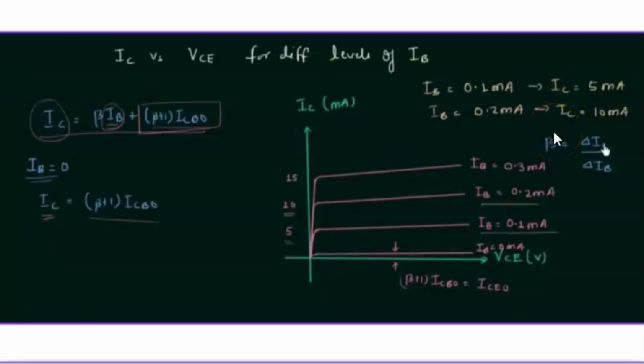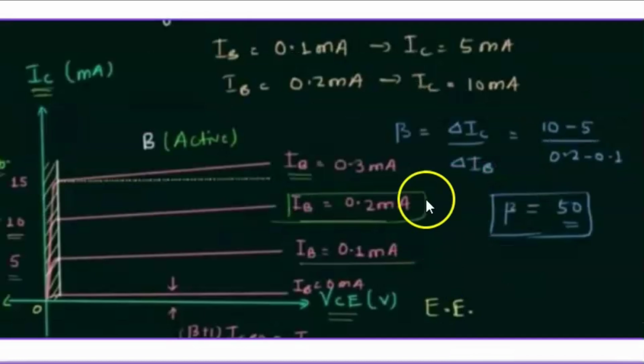अब यहाँ से हम लोग बीटा की वैल्यू भी कैलकुलेट कर सकते हैं. So for that we have the formula that is beta is equal to delta IC by delta IB. So we have the values as 10 and 5. So 10 minus 5 divided by 0.2 minus 0.1. So from here we will have the value of beta as 50.